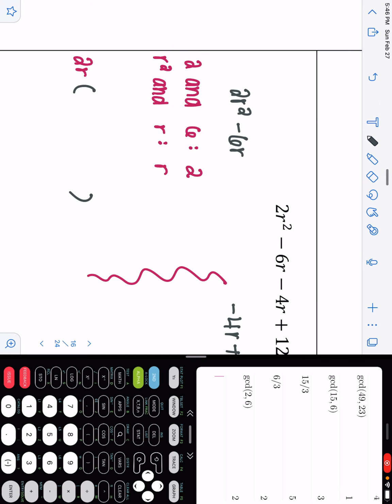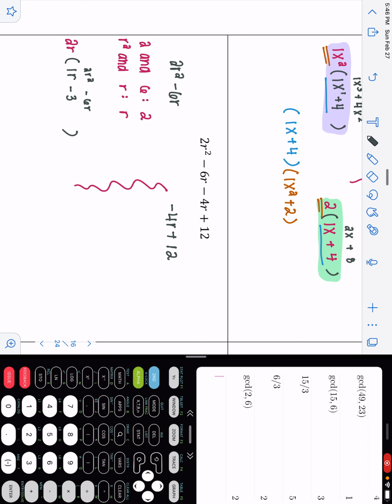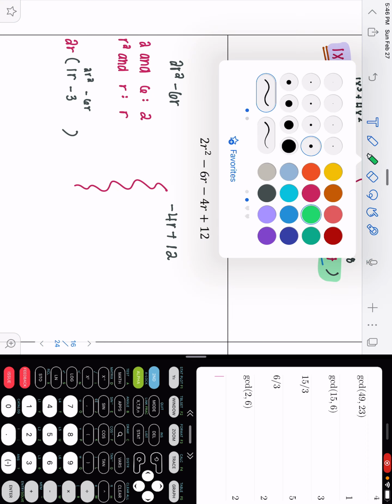Figure out what's inside the parentheses. Go ahead and pause the video again if you need to. See if you can do this next step by yourself. So originally we had 2r squared minus 6r. We're going to divide out 2r. 2 divided by 2 is 1. R squared divided by r is just r. Now I have a negative 6. Negative 6 divided by 2 is a minus 3. R divided by r is r. So that's what I have for my first part.